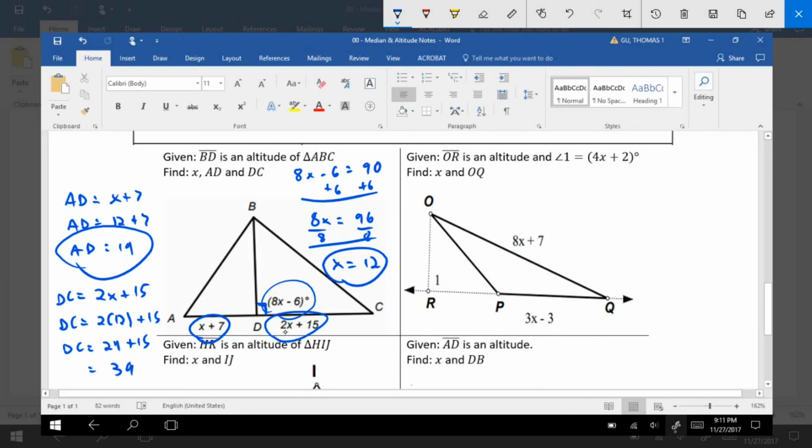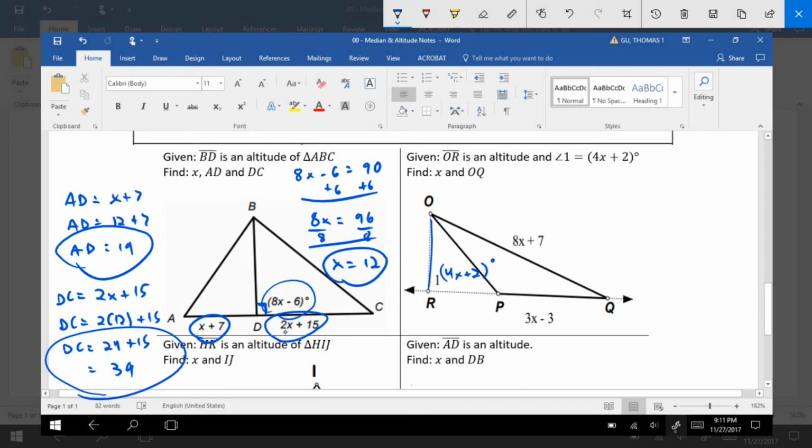So if you got all three of these right, give yourself a big, bam, high five right there. Good job, guys. All right, now let's go to the next one. Given that OR, where's OR? That's right here. Is an altitude and the measure of angle 1 is 4x plus 2 degrees. Find x and OQ.